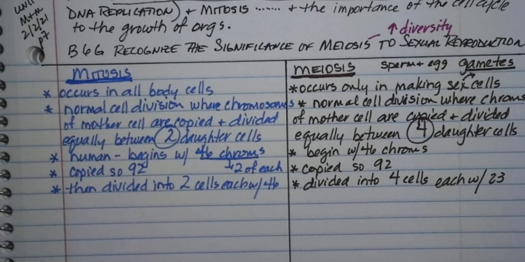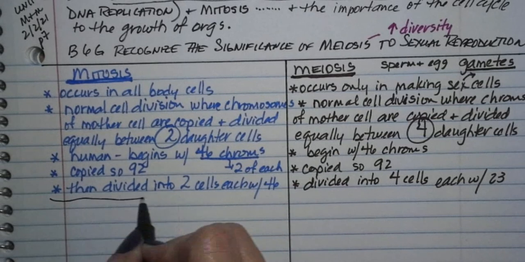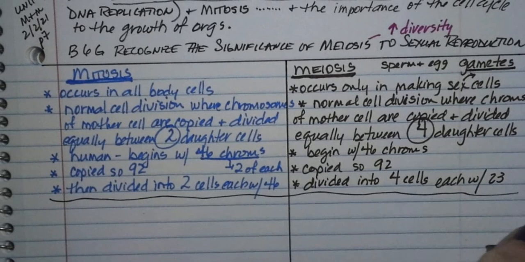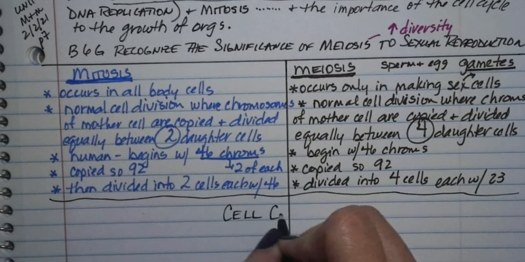Okay, so now I'm going to draw a line through here, just to separate these things out. And from here on out, we're going to do the cell cycle. I'm going to put a circle around this one just so it's different from the others. So this is all the cell cycle. Okay?